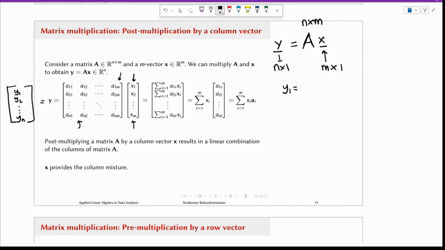I ask you, what will be the first element of the column vector, given this is A and this is X? Yes, it will be A11 X1, A12 X2, up to A1M XM. Right? This is how you compute it. Similarly, for the other elements, Y2 would be A21 X1, A22 X2, so on and so forth. That's essentially what I've written here.